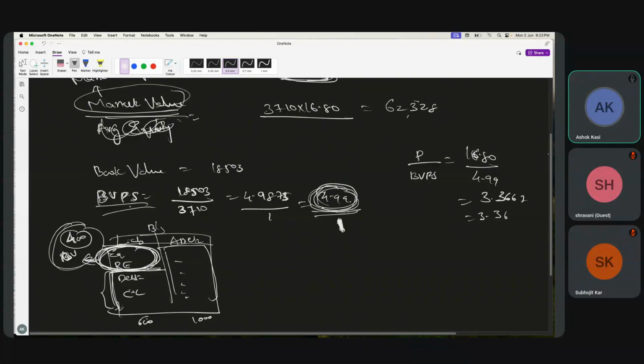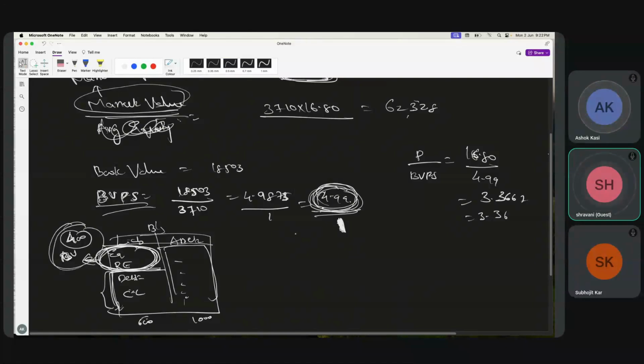You understood the meaning of this ratio? Book value per share means per share, if you are holding, its value is 4.99 in the book, in the balance sheet. So theoretically, if this company goes bankrupt, you will get 4.99 rupees for holding one share. Book value per share. So the higher it is, the better. Are you both clear with this one?